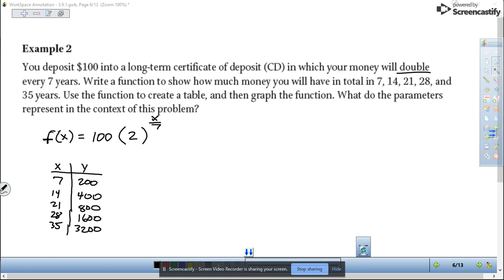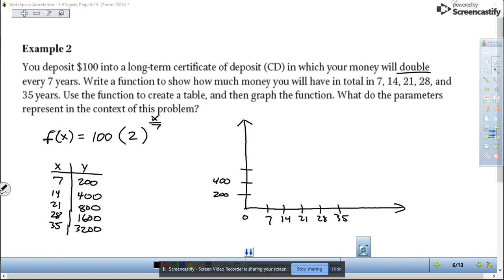Obviously, graphing this is going to be a little bit tricky depending on what you're counting by. I think we'll count by 7s on the bottom, so 0, 7, 14, 21, 28, 35. And then counting up, I think we'll go by 200s. I probably won't be able to fit the last one on there, but that's okay. You'll be able to get the idea.